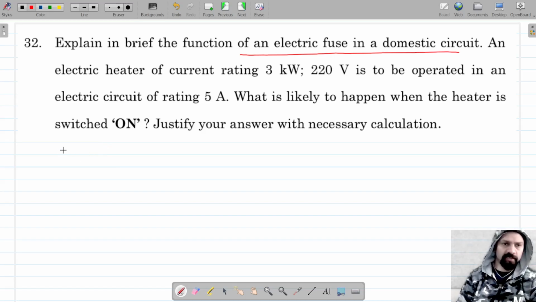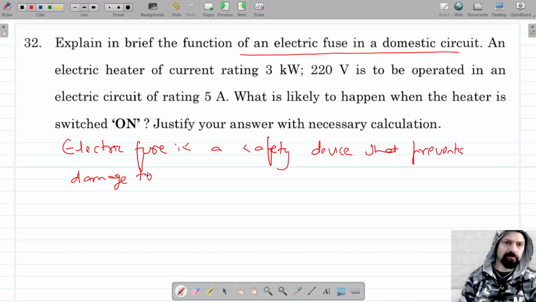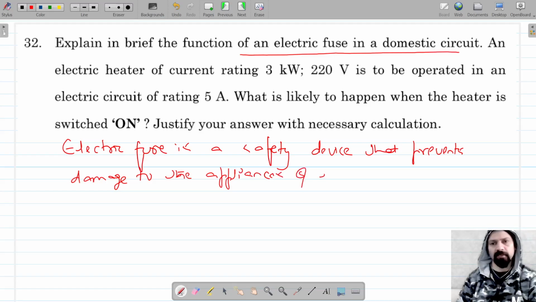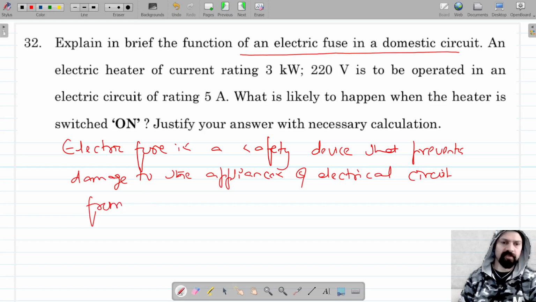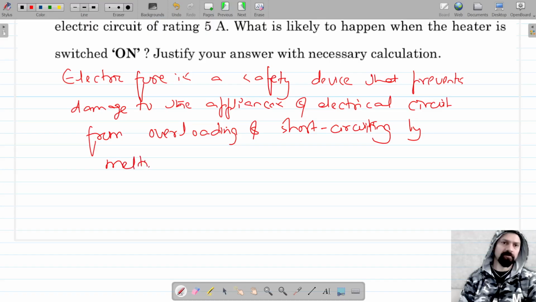So the function of the electric fuse: we can say that the electric fuse is a safety device that prevents the damage to the appliances and the electric circuit from overloading and short circuiting by melting the fuse wire and hence breaking the circuit.